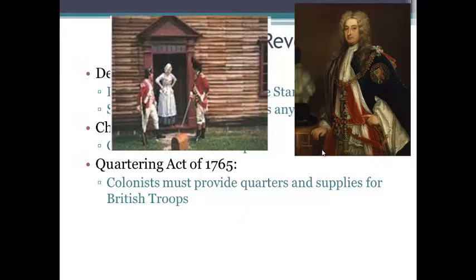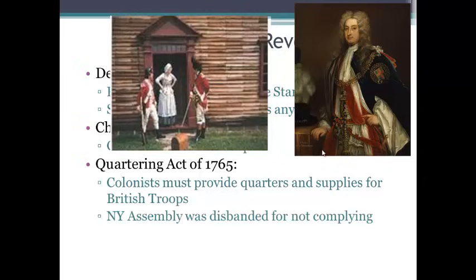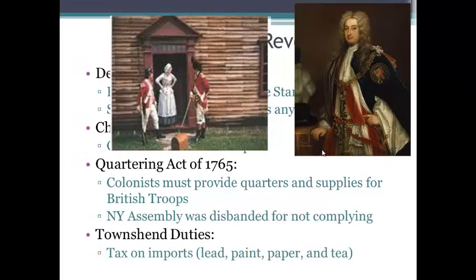And there was nothing the colonists could do about it, and they would not get compensated for that. It upset the colonists so much that when they wrote the Bill of Rights in 1791, this was the Third Amendment, that Americans could not be forced to quarter troops. And in New York, the assembly was suspended because many people in New York refused to comply with the Quartering Act.